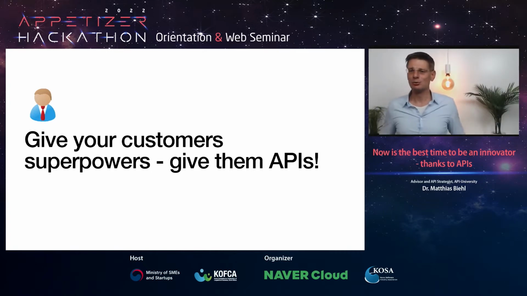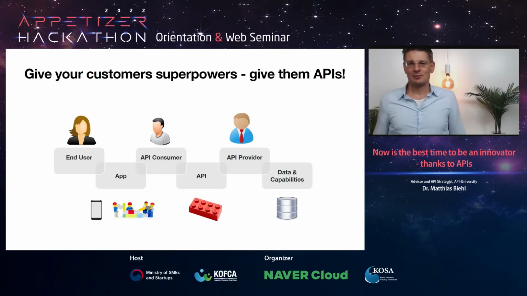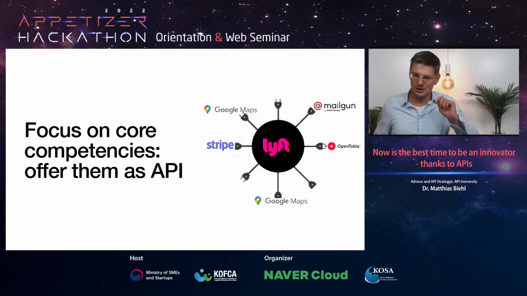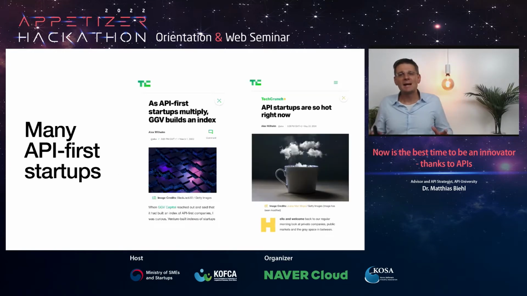If you build something cool, don't just have an app. Build an API on top so other people can integrate you, give them the superpower, right? So now we focus in on the API provider. The API provider says, my core competence is this field, for example, ride sharing. And this I offer as an API. And by the way, I built my own service also by composing several APIs, but that's not relevant in this context. Many companies do that.